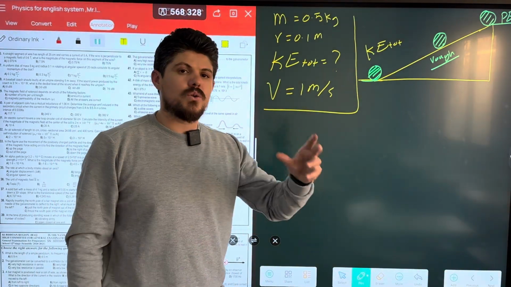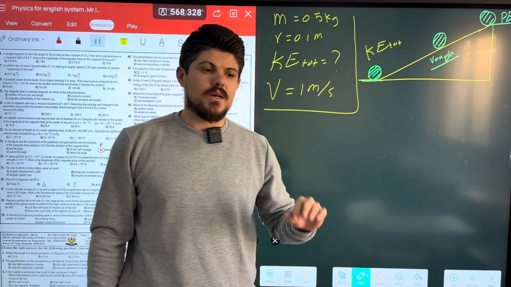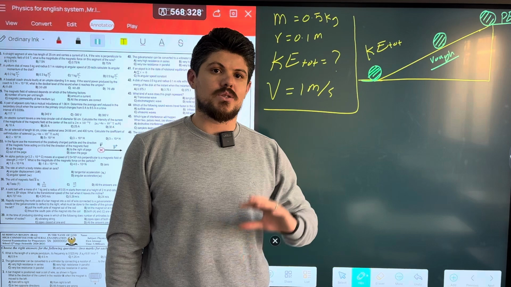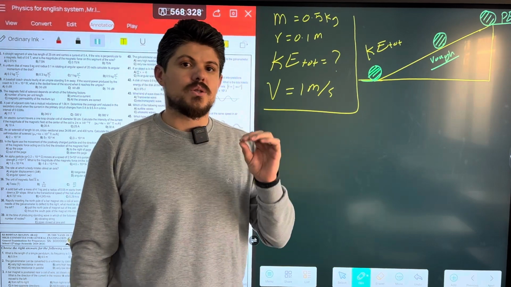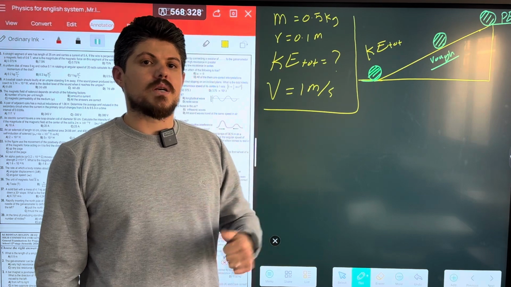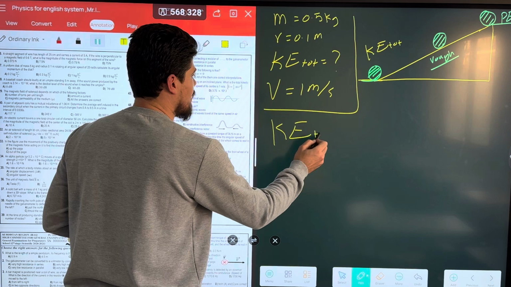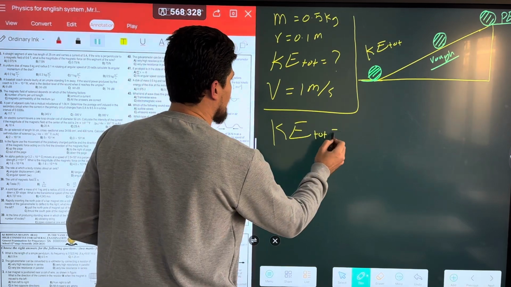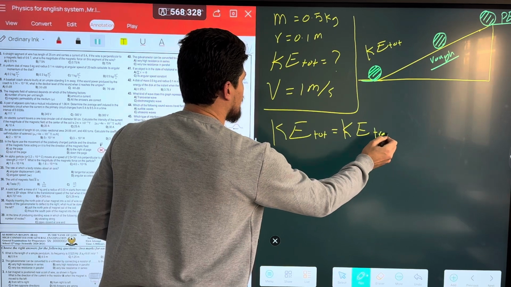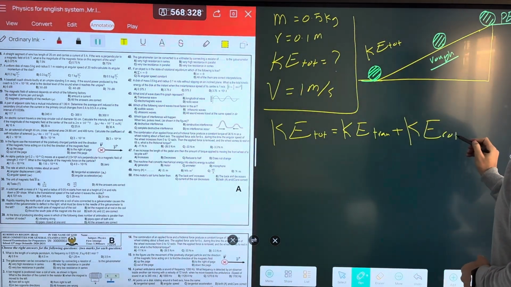When an object undergoes both rotational motion and translational motion, we can say this object has both rotational kinetic energy and translational kinetic energy. So the total kinetic energy is equal to what? Translational kinetic energy plus rotational kinetic energy. Look, at first you have to write down the equation of total kinetic energy, which is equal to what? Translational kinetic energy plus rotational kinetic energy.